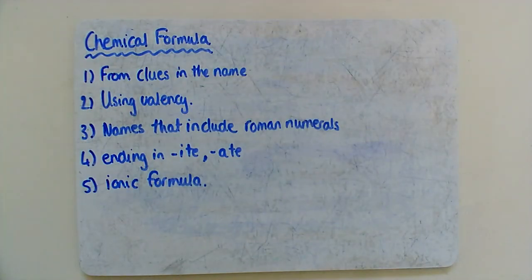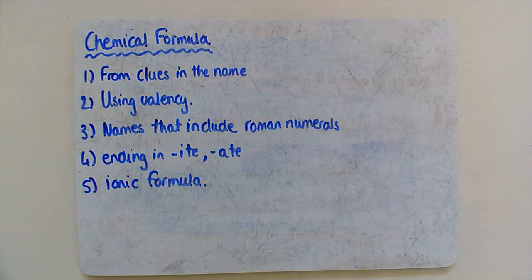So, welcome everyone. What we're going to be looking at in this set of videos is chemical formula: how to go from the name of a chemical to writing a chemical formula. By a chemical formula, we mean using the element symbols and numbers to represent the ratio of different atoms to one another within that chemical.